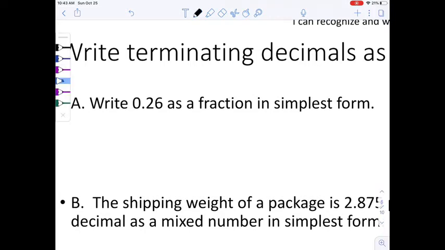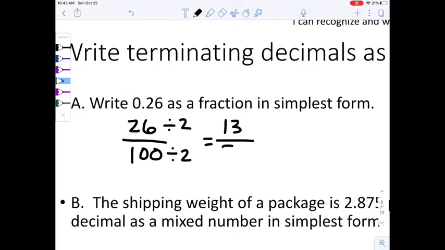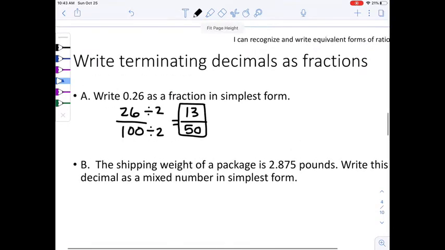So write 26/100ths as a fraction in simplest form. Again, we just write it as it sounds, 26/100ths. 26 over 100. And then we have to write it in simplest form. So I'm going to divide both by, let's start with 2. 26 divided by 2 is 13. 100 divided by 2 is 50. And I can't make that any simpler, so that's my answer: 13/50ths.